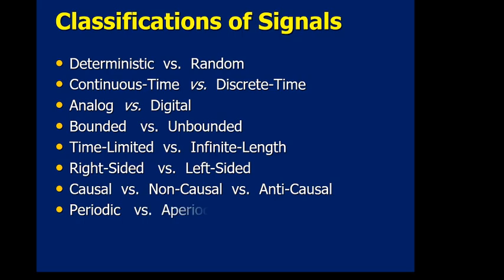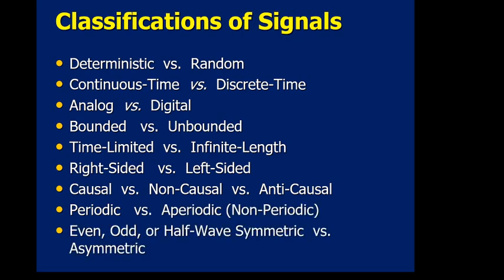So we've seen how to classify signals, whether they're deterministic or random, continuous time or discrete time, analog or digital, bounded or unbounded, time-limited or infinite length, right-sided or left-sided, causal, non-causal, or anti-causal, periodic versus aperiodic, and then finally looking at these symmetries: even symmetry, odd symmetry, half-wave symmetry, or no symmetry. Well, let's try out our understanding here.